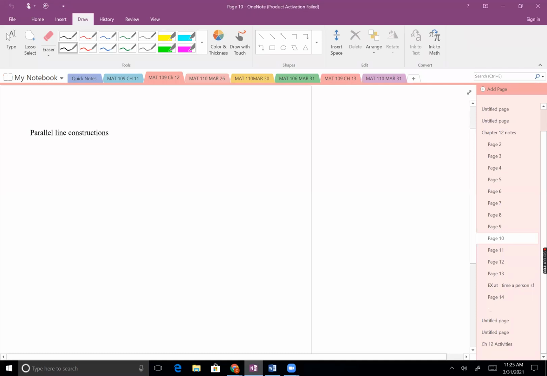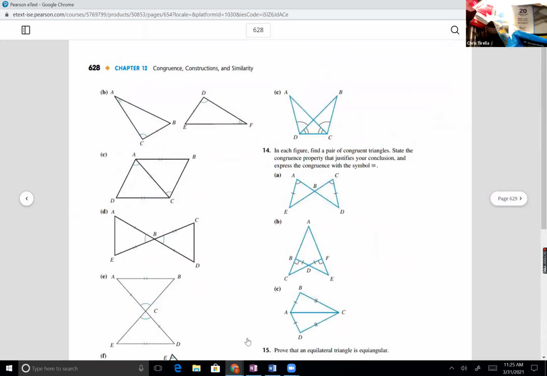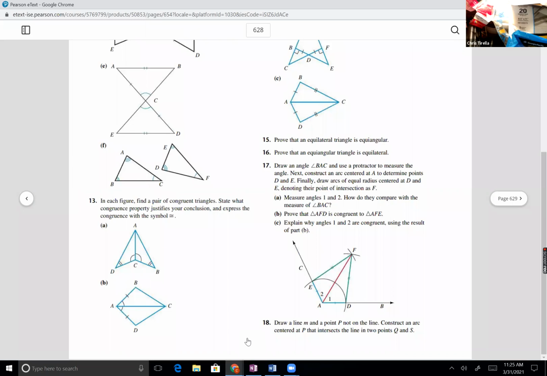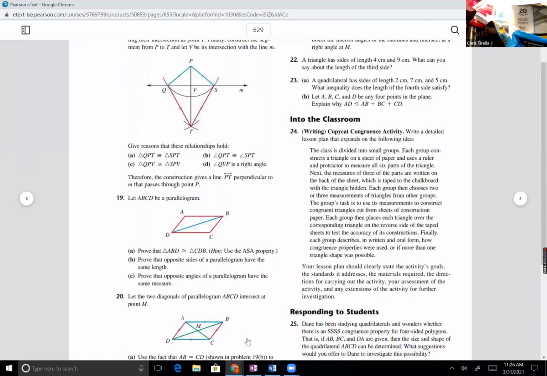626, question 19. Okay. I'm sorry it takes the digital book so long to turn pages. Oh, 19's at the top of the next page. Okay.